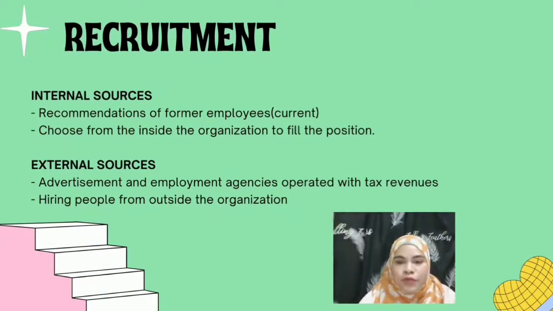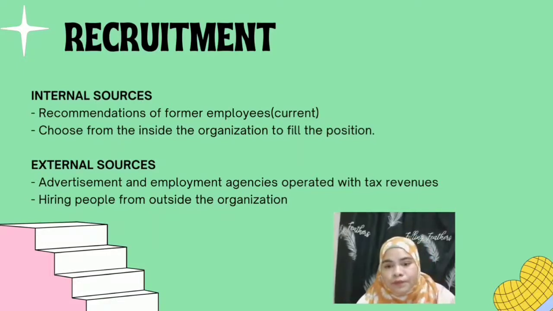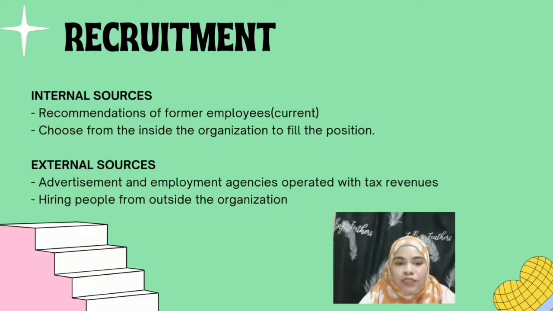Last but not least is about recruitment. There are two ways of recruitment. The first one is internal sources. The internal sources are recommendations of former employees, which are current employees, and also choosing from inside the organization to fill the position. Next is external sources. External sources mean hiring people from outside the organization, specifically through advertisement, for example through social media, by using tools either electronic or printed in order to get attention from the people outside the organization to join in.